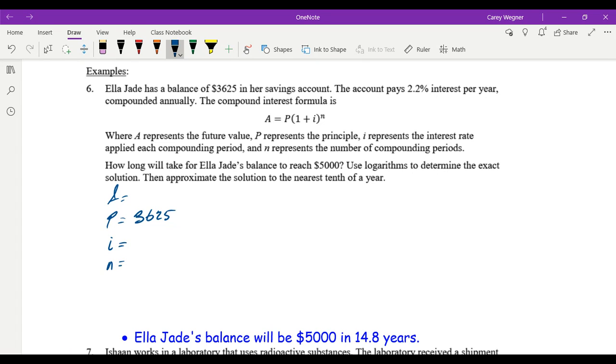Okay, let's continue reading the question. The account pays 2.2% interest per year, and it's compounded annually. So every compounding period is a full year. And so my interest rate is 2.2%. I want that in decimal form, so 0.022.